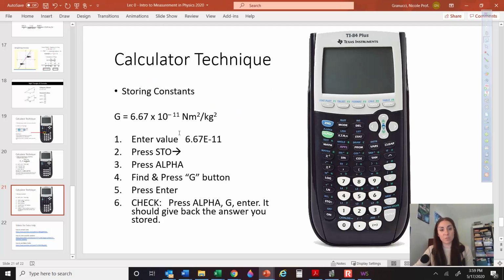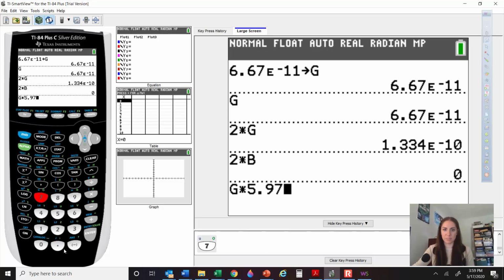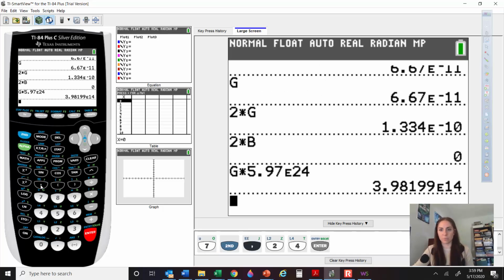Very, very helpful, especially for something like the gravitational constant. Remember what I just did? It's so much easier to just do alpha G. It's less likely you'll make a mistake. Like 5.97 e to the 24, you get the idea. I'm not going to go through the whole calculation, but it's just one less thing you have to worry about entering into your calculator, which is super helpful, right?